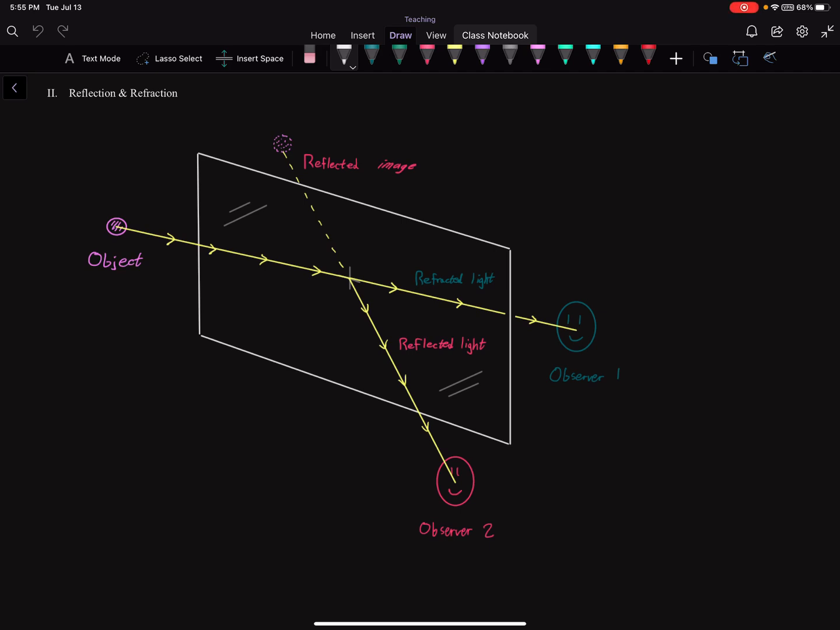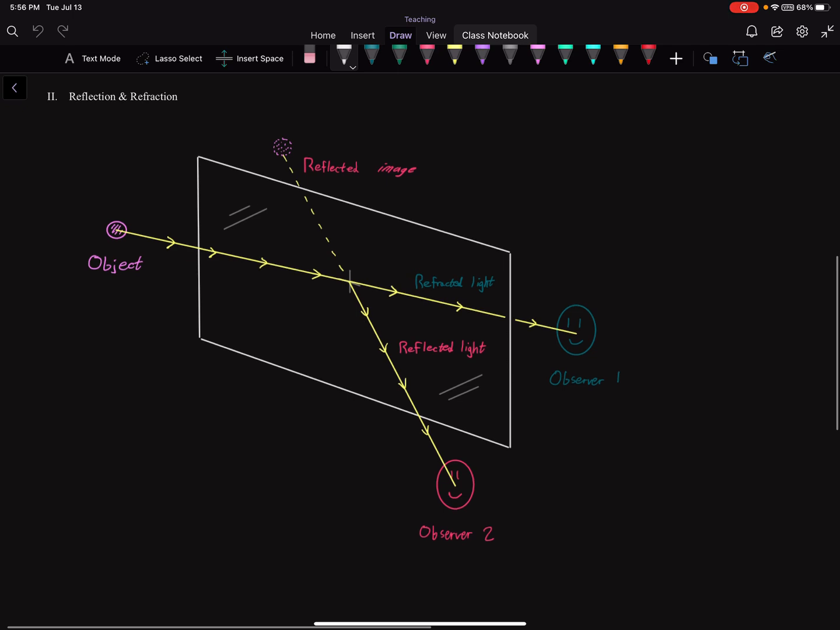Alright, so here's a topic that we are going to cover in much more thorough detail later, but let's talk about reflection and refraction in its basic form here. Suppose two observers are looking at the same object on either side of this window. Suppose the object is on the same side as observer 2, so observer 2 sees the reflection of the object, while observer 1 sees the object directly through the window.